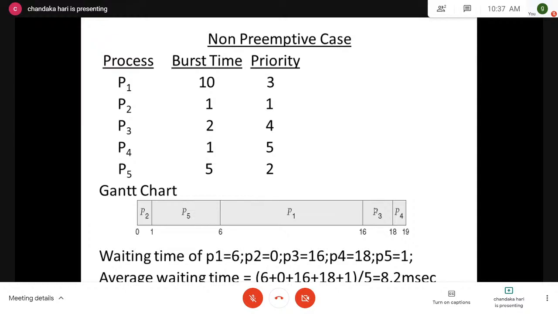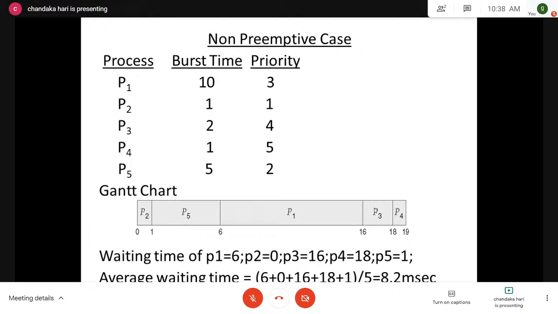In order to execute process P1, it requires only 10 milliseconds, and the priority of this process is 3. To execute process P2, it requires only 1 millisecond, and the priority is 1. To execute process P3, it requires 2 milliseconds, and the priority is 4, and so on. Now the Gantt chart representation of the scheduling of these jobs: P2 has the highest priority, the next is P5, then P1, then P3, and so on.